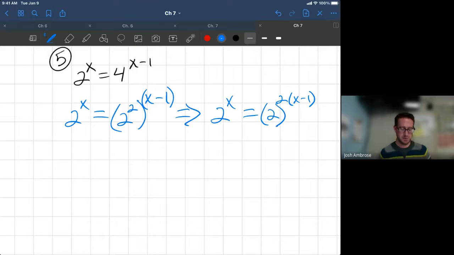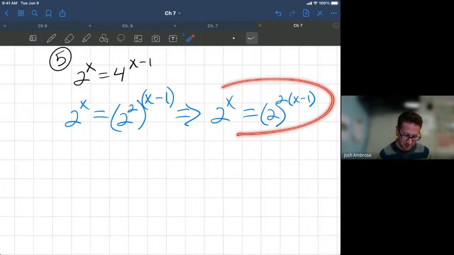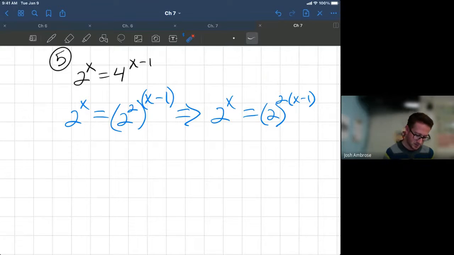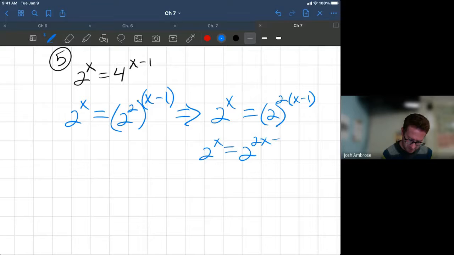It just might be a little bit easier if you're looking at this side right here, because now we're going to distribute the 2 into those parentheses. Okay, so it's now going to look like 2 to the power of x equals 2 to the power of 2x, sorry, the 2x minus 1. There we go. And let's change up our color here.